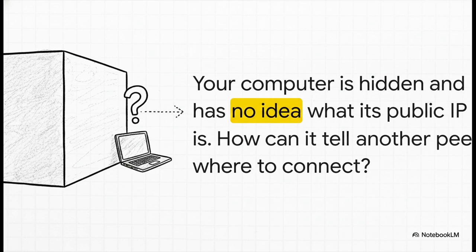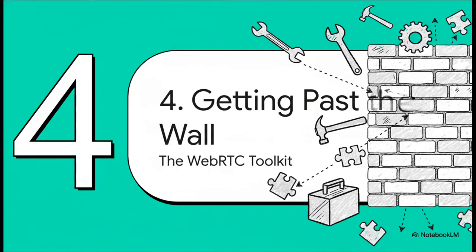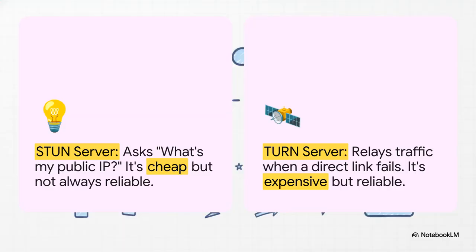So if it wants to tell another browser, hey, connect to me, what address can it possibly give? This is the exact puzzle that WebRTC was designed to solve. It comes with a whole special toolkit designed specifically to get past this NAT wall. So this toolkit has two main parts.